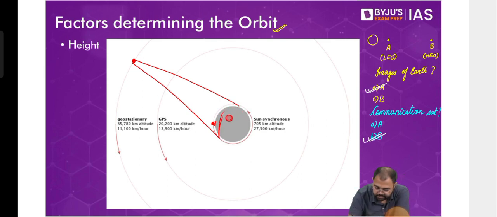So that's why covering from A is also possible. I'm not saying that we can't cover it from A. We can cover it from A, but the area that is being covered by B will be better. The area being covered by B will be better as compared to the area being covered by A.